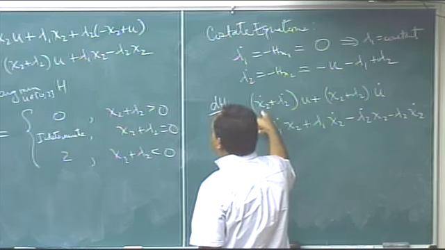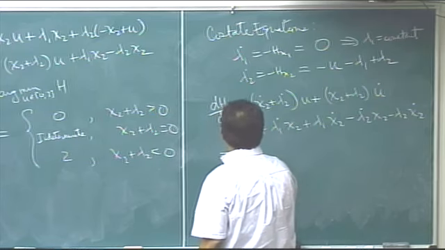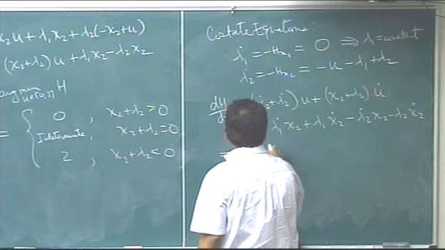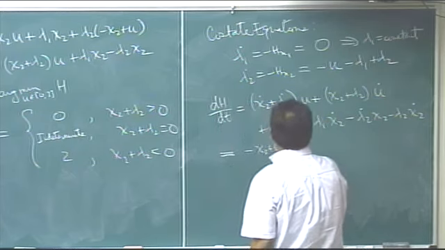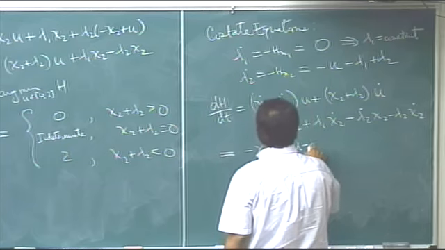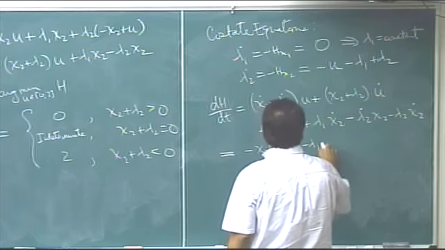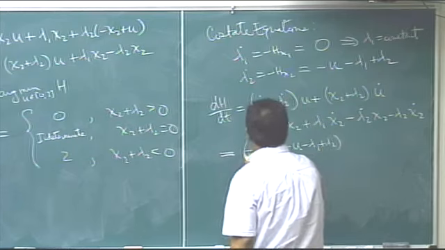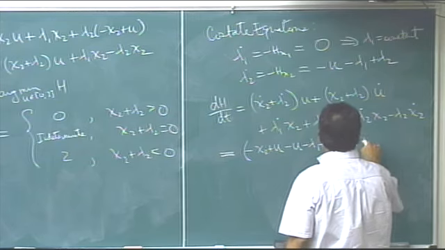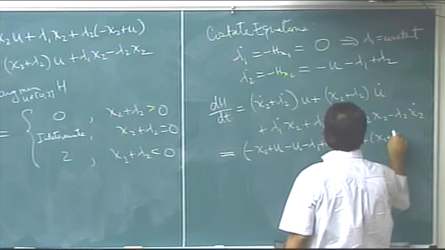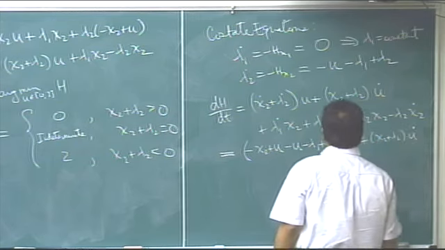x2 dot is equal to minus x2 plus u. So I get minus x2 plus u. And then I've got lambda 2 dot. Lambda 2 dot is equal to minus u minus lambda 1 plus lambda 2, right? And then that whole thing gets multiplied by u. And then I've got plus x2 plus lambda 2 times u dot. I'll deal with that term in just a minute.